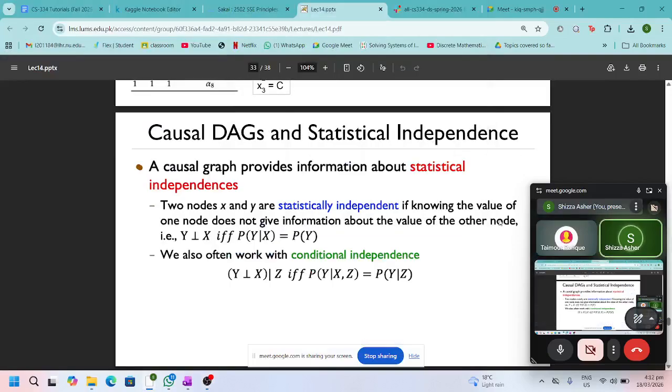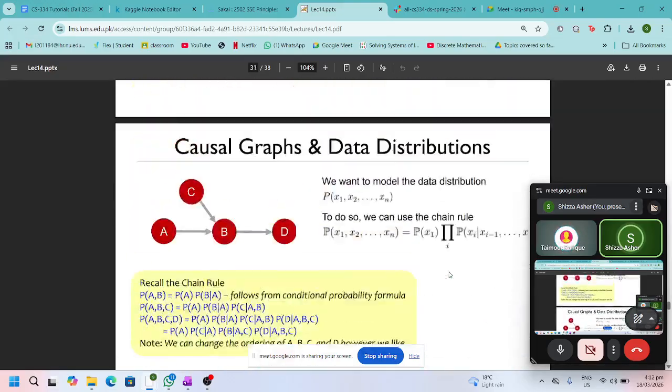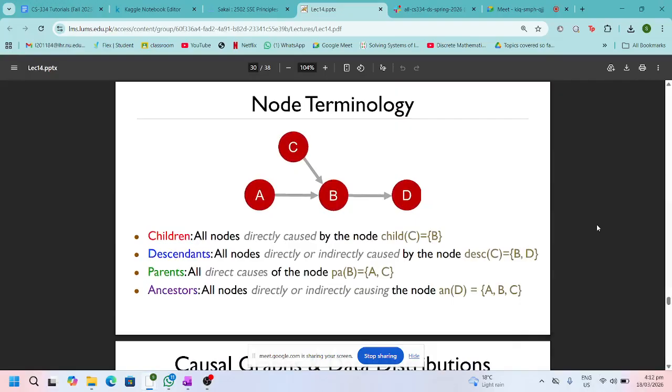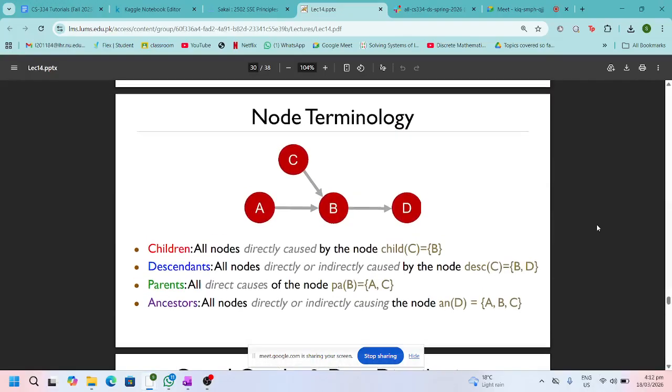Okay, one quick thing that I want to talk about because I iterated this in class, we will definitely revisit this in a tutorial, is essentially breaking down probability distributions. So for a very quick recap, I want to walk you guys over the node terminology that we follow in causal DAGs. All children of a given node are essentially the direct effects of that node.